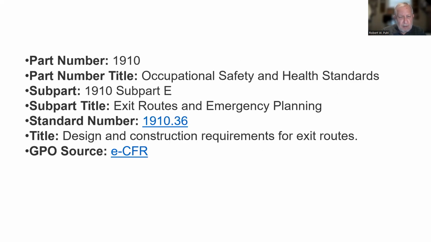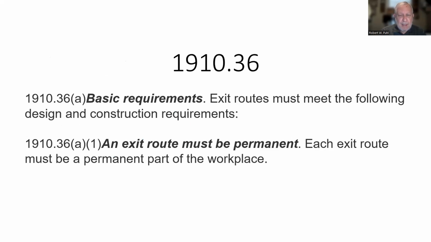And here we go. Here's the heading for 1910.36, design and construction requirements for exit routes. I don't know which one's which, so if you notice, I switch between them. Basic requirements. Exit routes must meet the following design and construction requirements. An exit route must be permanent. Each exit route must be a permanent part of the workplace. That makes a lot of sense. I mean, you wouldn't want to have a temporary exit place. Maybe you could under certain circumstances, but if it's not permanent, it can go away pretty quickly, I would think. So that makes a lot of sense.